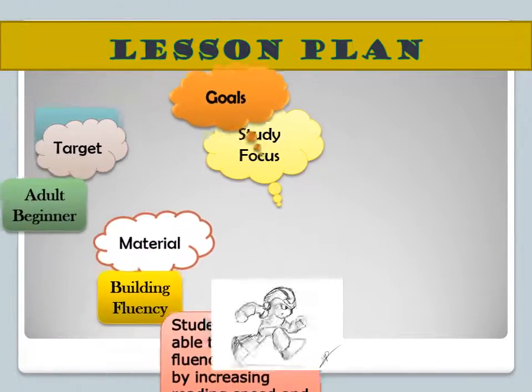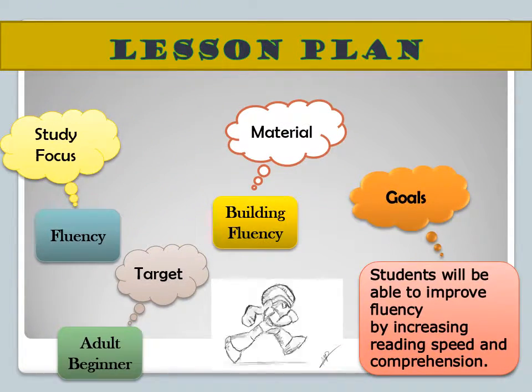After the explanation before, now we want to tell you about our lesson plan. First, our study focus. Our study focus in our lesson plan is fluency. And the material of this lesson plan is building fluency. The target is adult beginners, and the goal for this lesson plan is that students will be able to improve fluency by increasing reading speed and comprehension.